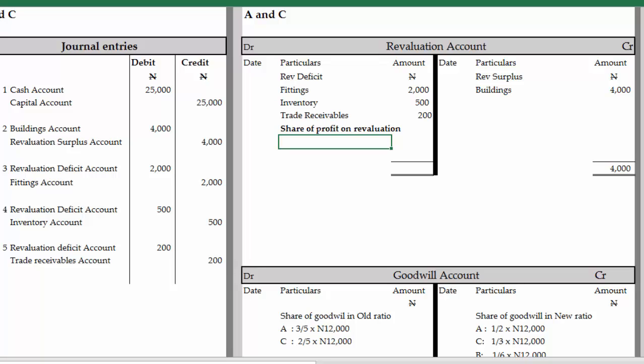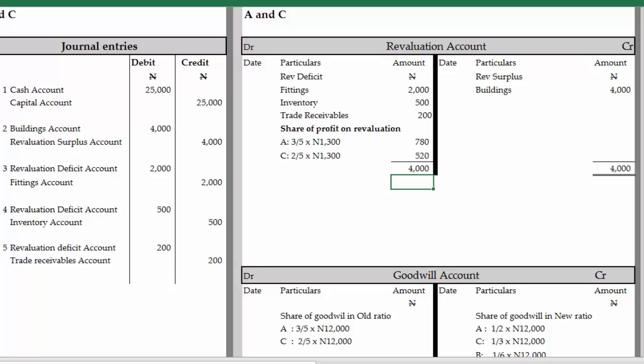So let's share the profit on revaluation. This profit on revaluation will be shared based on their profit sharing ratio. So A will have 3/5 multiplied by 1,300, and that will be 780, while C will have 2/5 multiplied by 1,300, and that's 520. So we have shared the profit on revaluation of 1,300, and the debit side will also total 4,000.